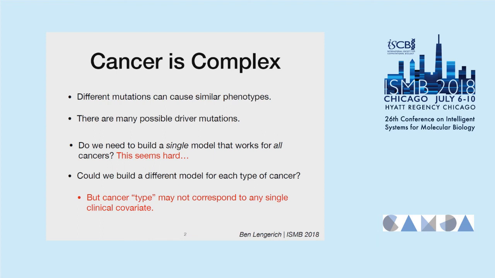But maybe we don't really need to build one single model that explains all cancers, because all cancers are very diverse. What if we could instead build a different model for each type of cancer? The downside to this is that cancer type is unknown. It's not annotated as any clinical covariate, even as some tissue may be.